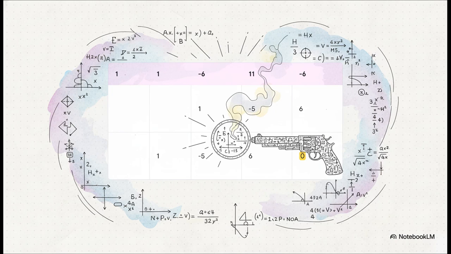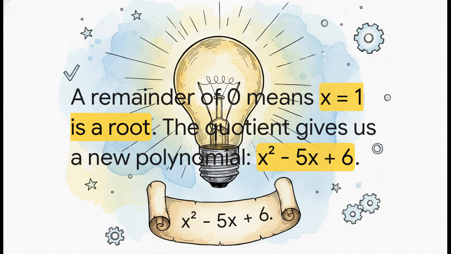Now we have to interrogate our suspects. Let's start with an easy one. X equals 1. We'll use synthetic division, which is a super fast way to test for roots. And look at the result. See that 0 in the bottom right corner? That, my friends, is the smoking gun. Getting a remainder of 0 means we've hit the jackpot. We've just confirmed that x equals 1 is a root.